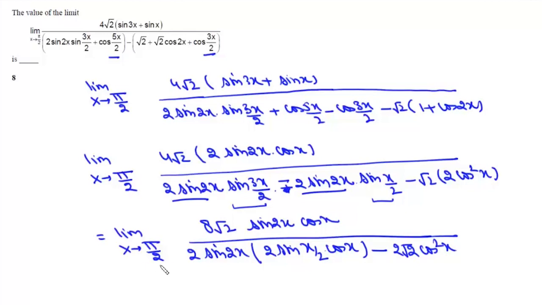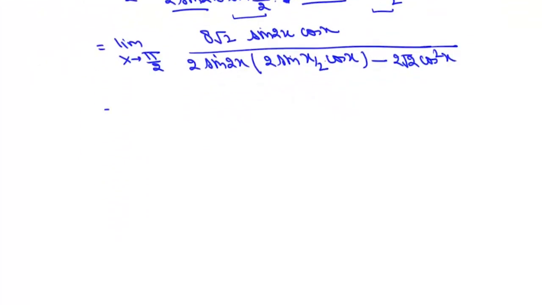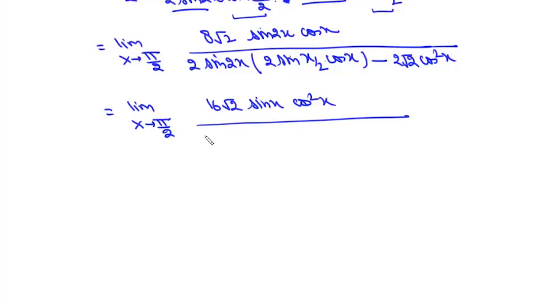Now since the limit as x tends to pi by 2, we have a problem with cos x. So what we'll do is we write sin 2x as 2 sin x into cos x. So now we'll write this limit as, x tends to pi by 2, and this is 16 root 2 sin x into cos square x, and here it will be 8 sin x into sin x by 2 into cos square x minus 2 root 2 cos square x. Now cos square x will cancel.